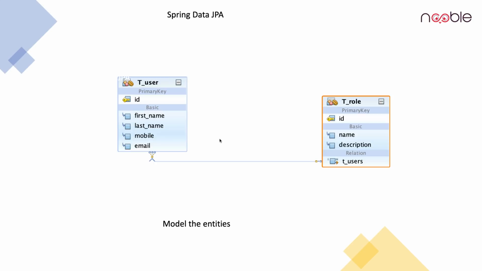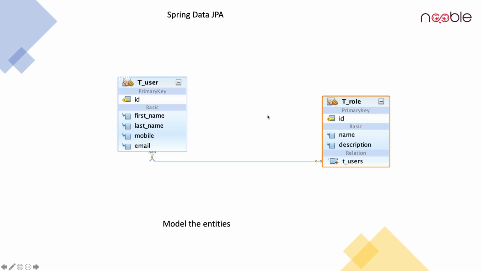Now let us model the entities. We have t_user and t_roles, which are the two tables that we are having. ID, name and description. And now you have a one-to-many unidirectional relation which is shown like this. So one role to many users. And this is how the entities are modeled.